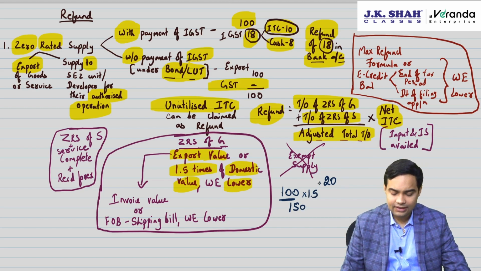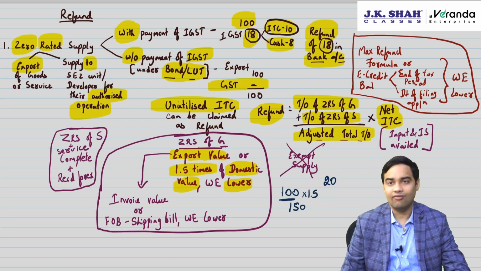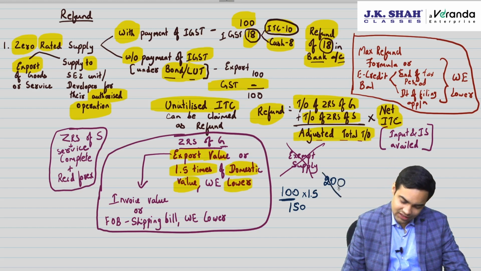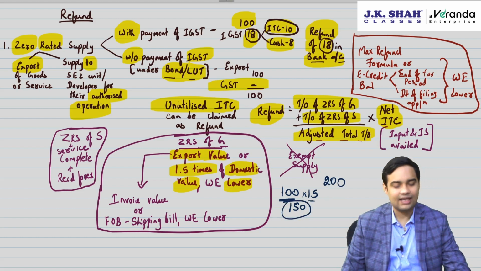But some people started showing fake values, like they will show 200 here, though the value is not that much. No one is ready to pay 200, but there is some planning happening with regard to export transactions and conversion of black into white. I can't deal with full details, but there are cases where a person would show a higher value. Then government is like, I will not accept this 200. So 100 domestic price into 1.5 times, 150 or 200, whichever is lower will be considered.